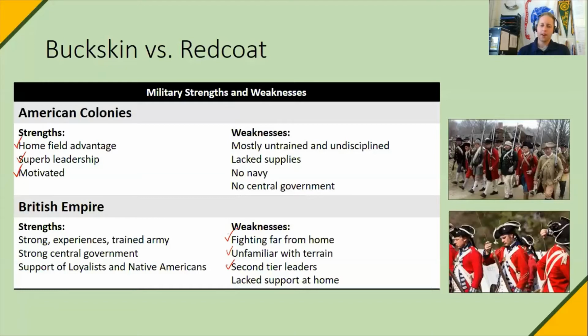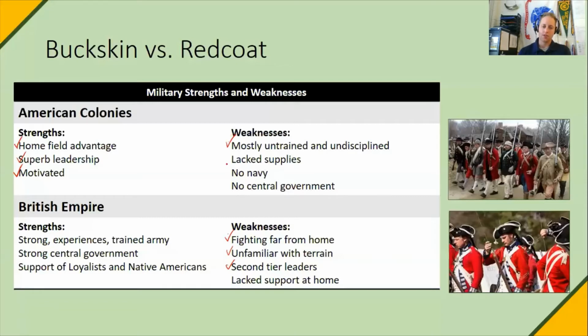For weaknesses for the American colonists, most of the American colonists are untrained and undisciplined. They're not used to the traditional warfare that the British employ. They're not well trained in musketry or marching or bayonet charges, at least at first. They're going to get better at it with time, but in the beginning, they're mostly just a rabble of farmers who don't really know what they're doing.